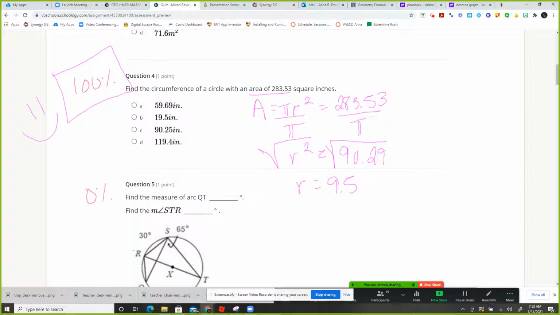Once you use the area to solve for the radius, you just put it back into the circumference formula. So 2 times pi times the radius, 9.5, should give us the circumference. So step number 1 is to use the area to find the radius. And then step number 2 is use the radius to find the circumference. Questions on that?